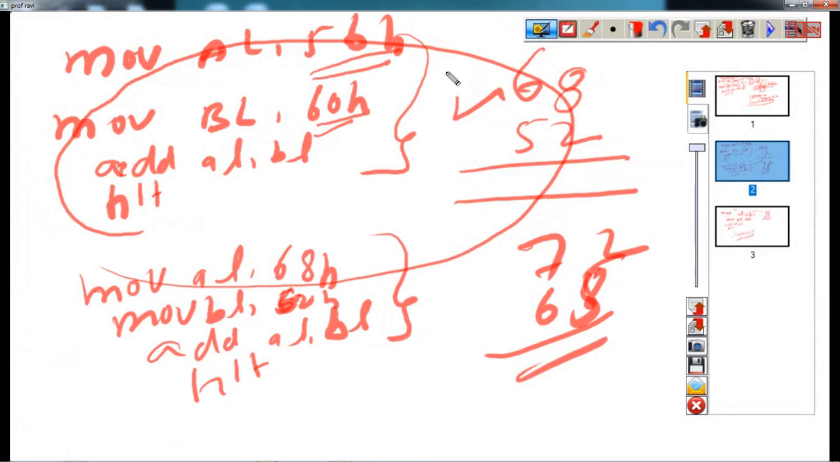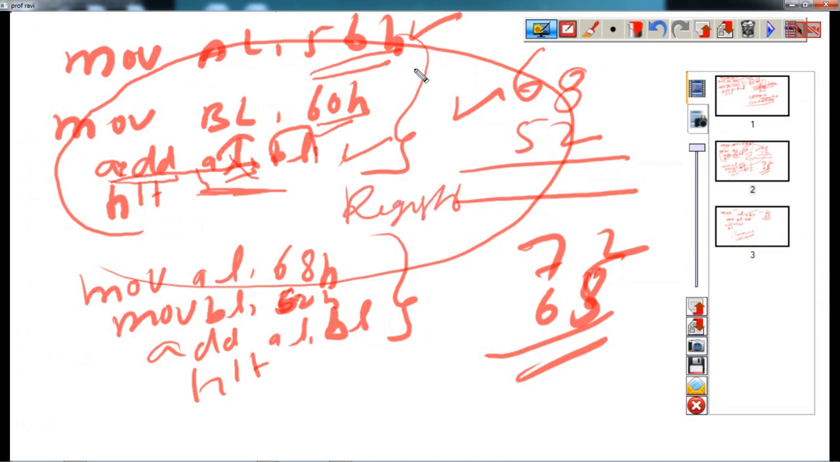Now if you try to identify the addressing modes here, the first instruction is of immediate addressing mode. This is of register addressing mode because the data is there in BL and data is there in AL. Add the content of BL with AL. So this kind of way of locating data is called register addressing mode, and this is immediate addressing mode.